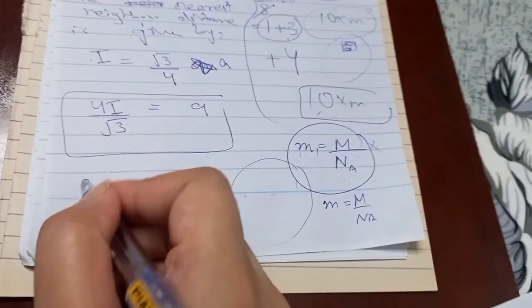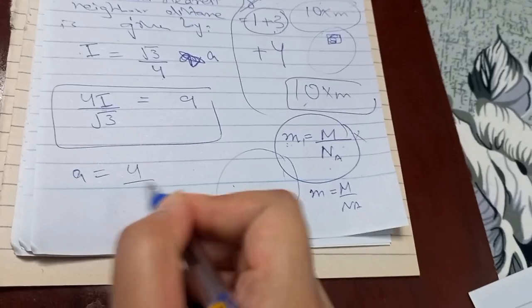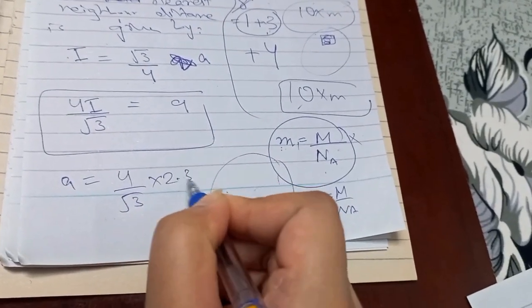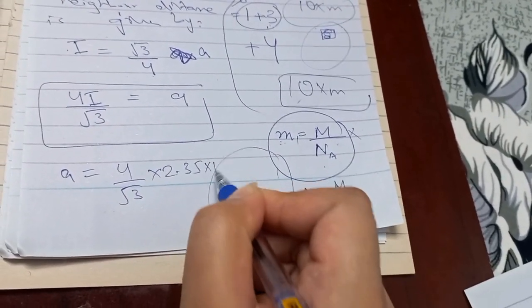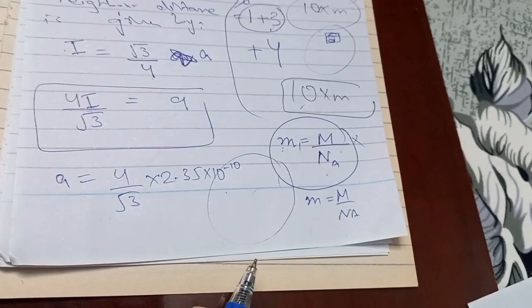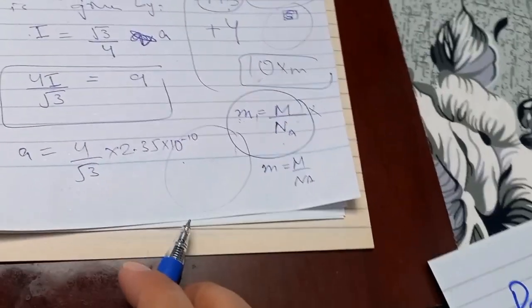Let us now put the value of l here, which we already know, which is 2.35 angstrom. Angstrom is 10 to the power minus 10 meter. We don't need to mention the unit meter here.